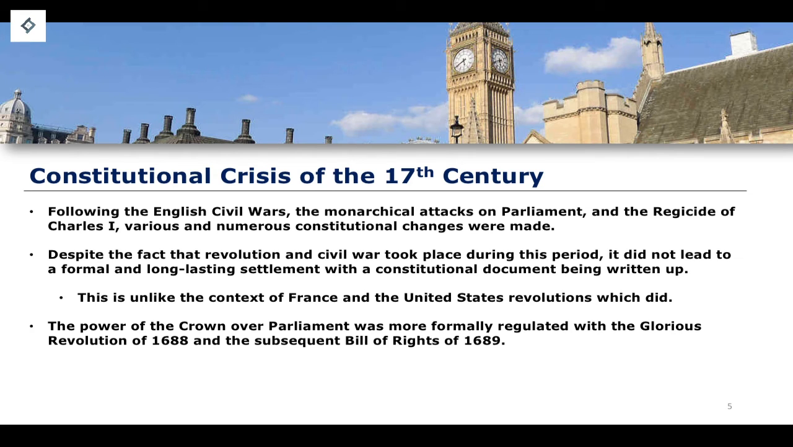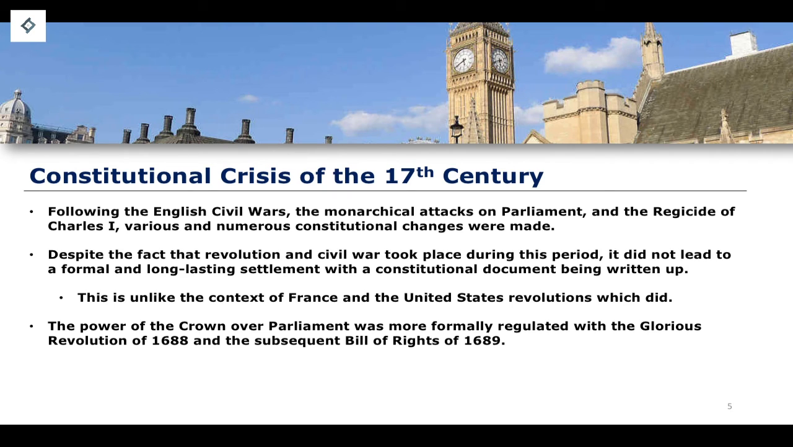This is unlike the case of the US, for example, where the monarchy was never restored. We never went back to the English monarchy in the United States, and so the result of which was we didn't have this formal, long-lasting constitutional document being written up. The power of the Crown over Parliament would be formally relegated with the Glorious Revolution of 1688 and then the subsequent Bill of Rights of 1689.